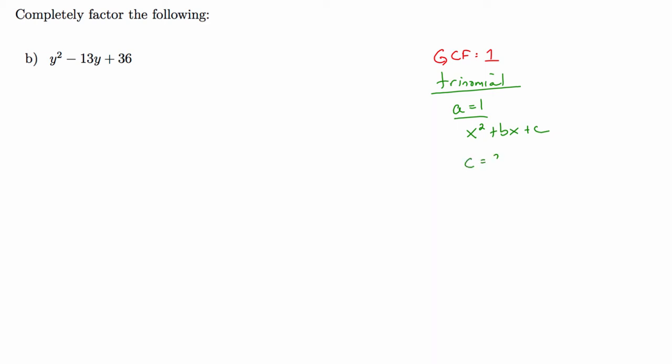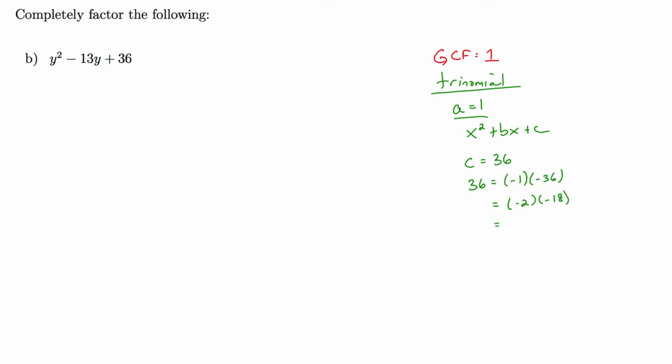So I'm going to be looking for factors of 36 that add to make negative 13. Now before we start finding the factors of 36, we need to recognize that the two numbers we're looking for will multiply to make a positive, meaning they must be the same sign, and they will add to make a negative, meaning that they must both be negative. So things that multiply to make 36 are negative 1 and negative 36, but that does not add up to make negative 13. There's negative 2 and negative 18.